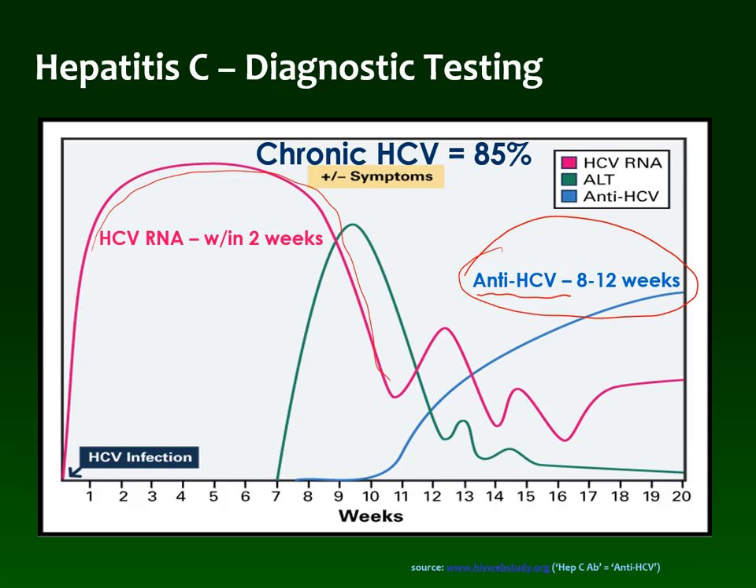Now, the important part of this slide also is that if you want to know if the patient has active infection with hepatitis C, you don't check for anti-HCV. The anti-HCV just tells you that you may have to check for another marker. So what is the marker that tells you that the patient has active infection? That will be your HCV RNA. So if your HCV RNA is positive, then the patient is infected with hepatitis C.